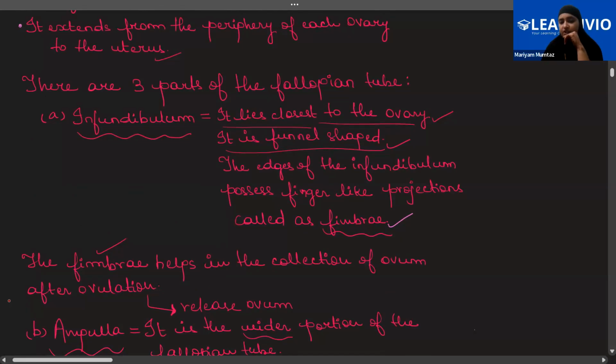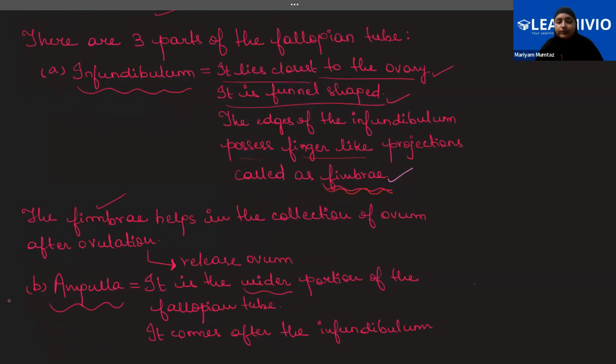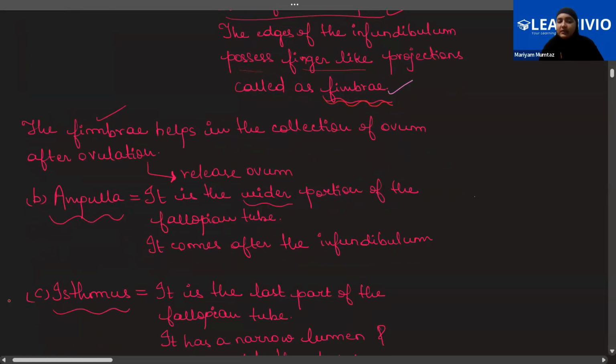It is funnel shaped. The edges of the infundibulum possess finger-like projections, which are known as fimbriae. They are there for collection of the ovum, meaning as soon as the ovum is released by the ovary, they collect it. Just imagine it like finger-like projections acting to collect the ovum after ovulation, meaning release of ovum is ovulation.